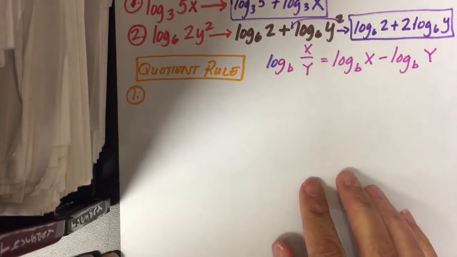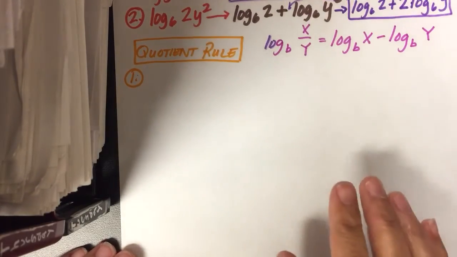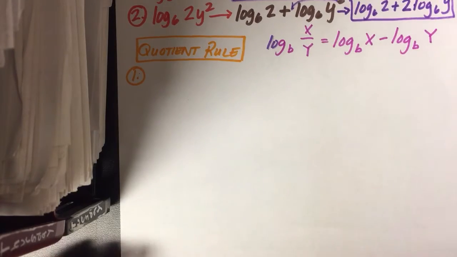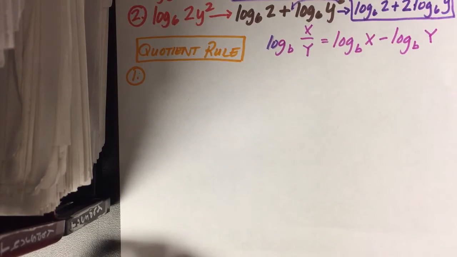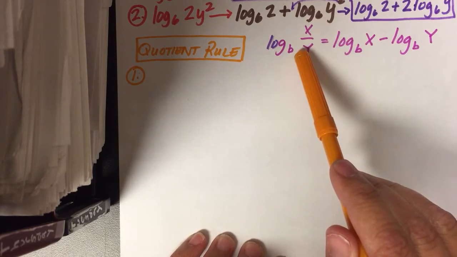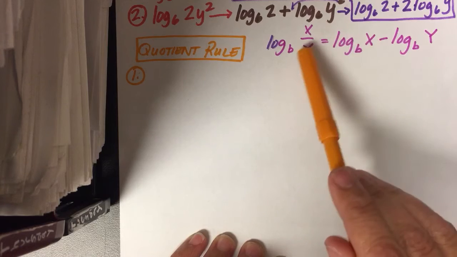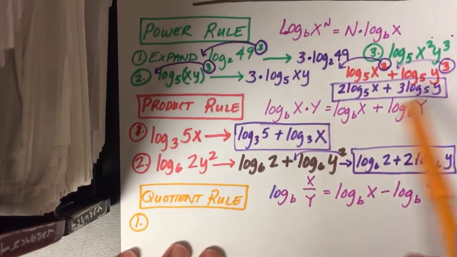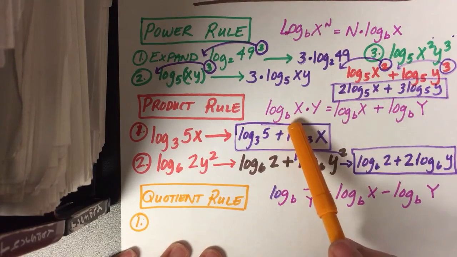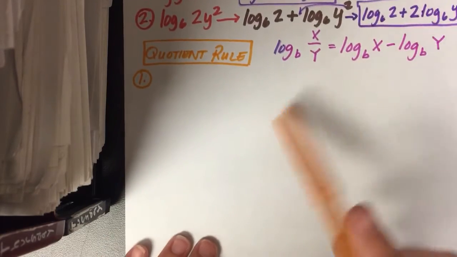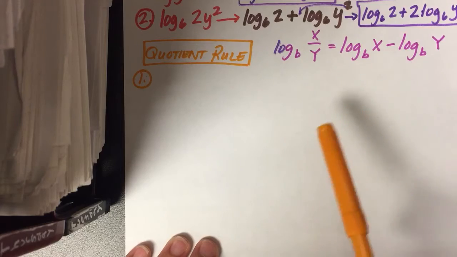Let's move on to the quotient rule. The quotient rule has to do with division. So we're going to use a quotient. For the quotient, we have log base b of x divided by y. In this case, when the values are divided, instead of addition, you use subtraction. If you look back up here in the product rule, when they're multiplied, we add. When they're divided, we subtract.